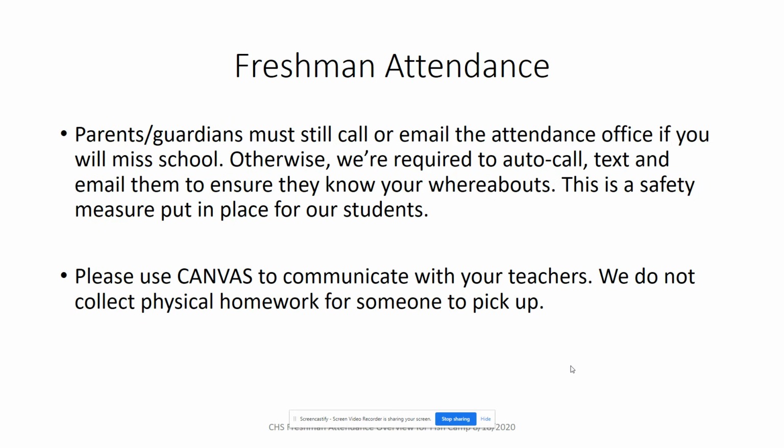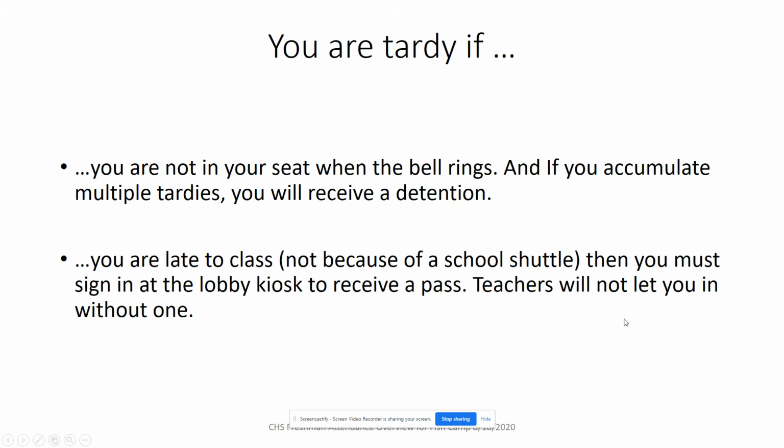Now, your parents or guardians still must call the attendance office if you're going to miss school. Otherwise, you're going to show up as a no-show, and we're going to be required to do an auto call, text, or email to them so that we can verify your whereabouts. This is a safety measure put in place for our students. Someone needs to know where you are each day. Use Canvas to communicate with your teachers. If you are going to miss or you have missed, seek them for all of your information because we do not physically collect homework for someone else to pick up for you.